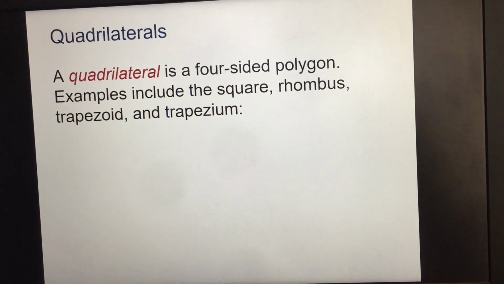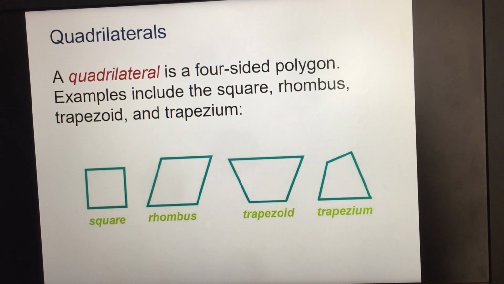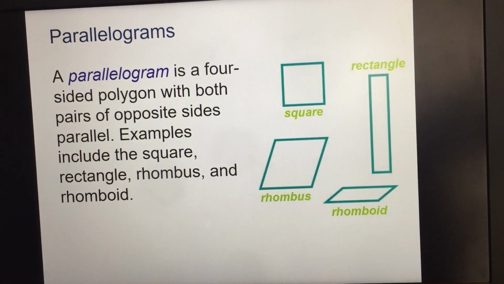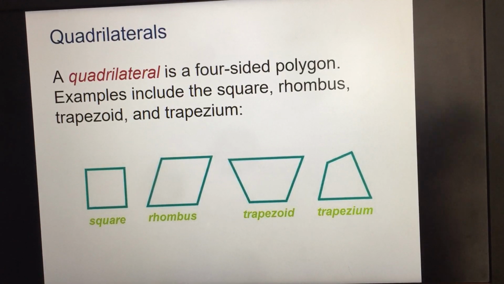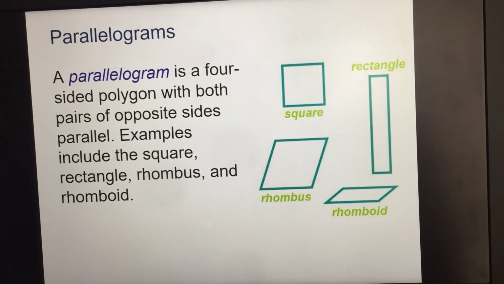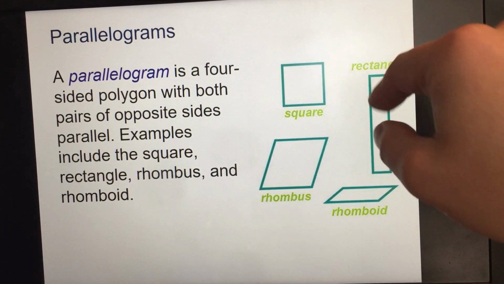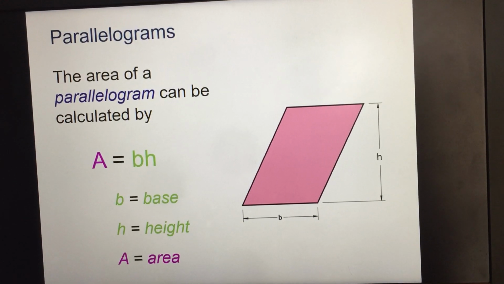Alright, quadrilaterals are 4-sided polygons, and these can be squares, rhombus, trapezoid, trapeziums. Alright, all those are examples right there. A parallelogram is a 4-sided polygon with both pairs always parallel, hence the parallelogram. Okay, so not all quadrilaterals are parallelograms, but all parallelograms are quadrilaterals. Alright, notice these are surfaces. The one opposite is parallel. So to find the area of a parallelogram, it can be calculated by area equals base times height. So just like a square or a rectangle.